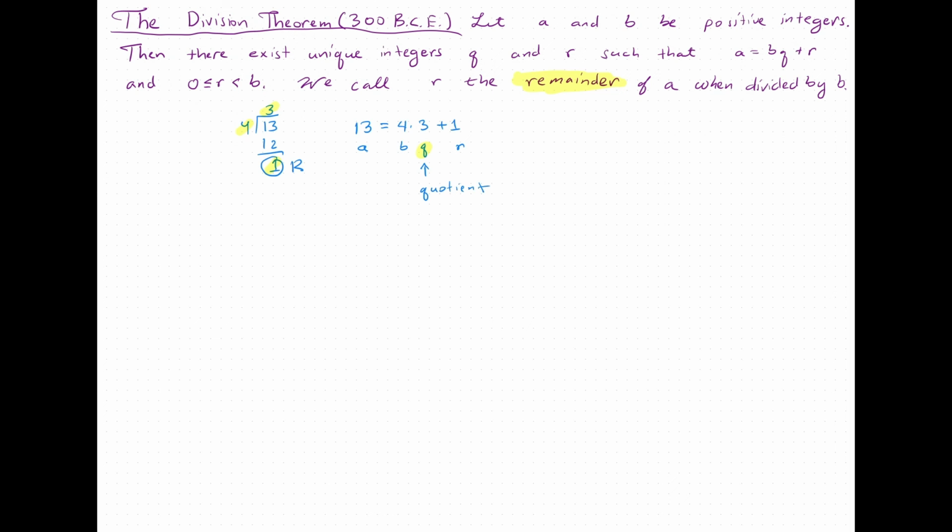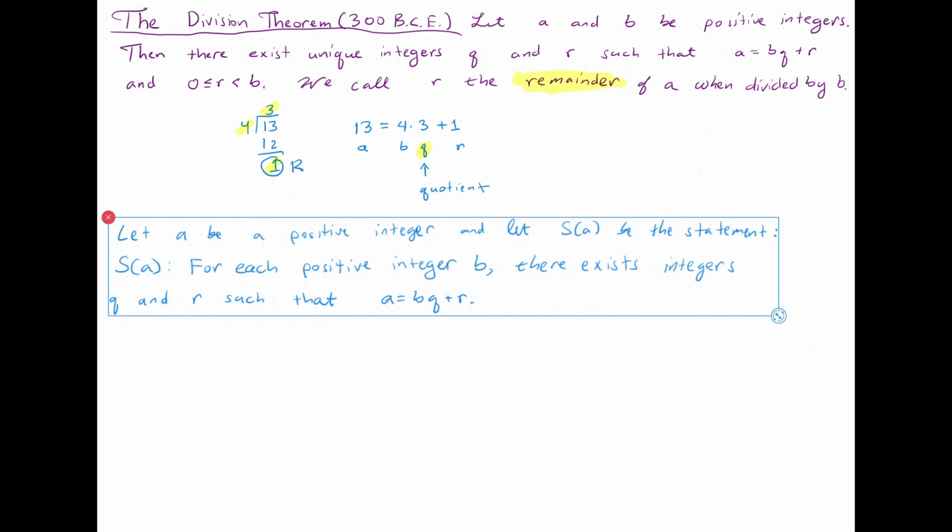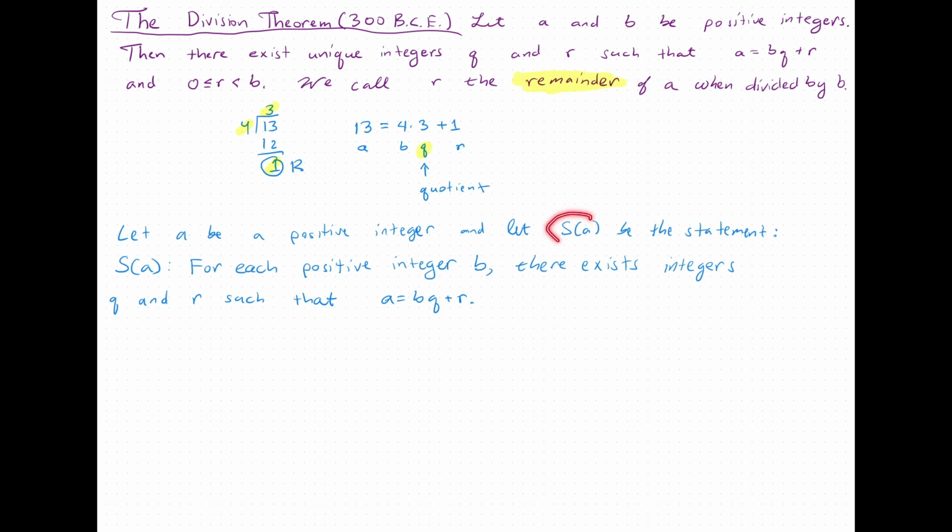And so what we want to do is prove that the quotient and the remainder are always unique. And the proof that we are going to do at the start of our next lesson relies on induction. So specifically, we're going to be looking at the following statement. If a is a positive integer, we are going to let S of a be the statement: for each positive integer b, there exist integers q and r such that a is equal to bq plus r.